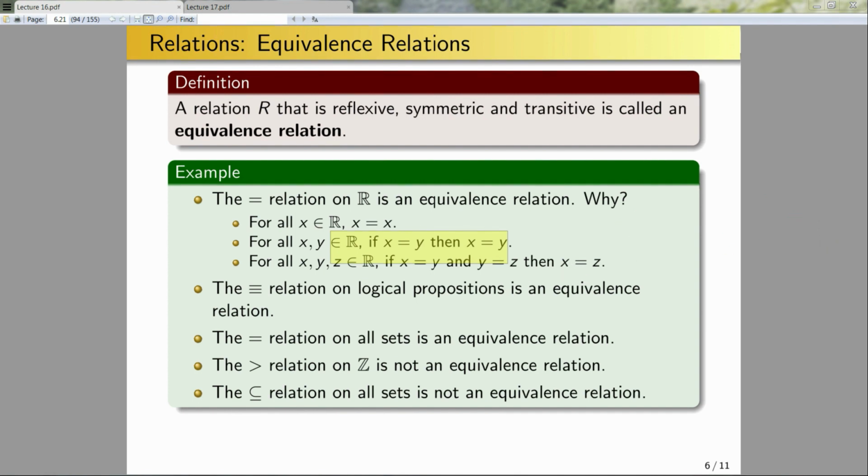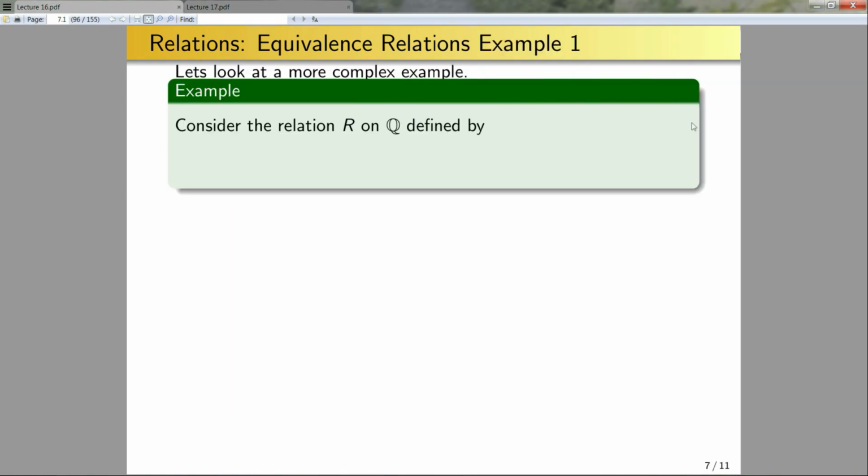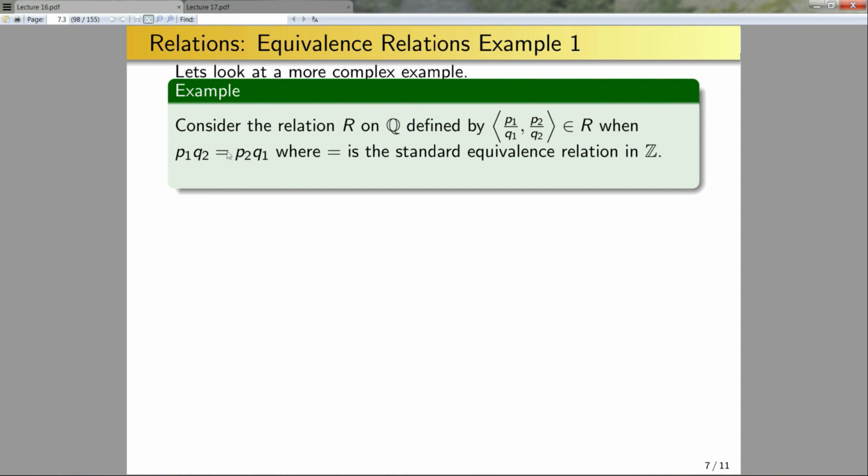Okay, so let's look at another, more complex example. The relation R on Q defined by p1/q1 is related to p2/q2 whenever p1 q2 is equal to p2 q1, where the equals here is taken as the standard equivalence relation on Z. So what I mean by two integers being equal. Prove that this is an equivalence relation on Q.